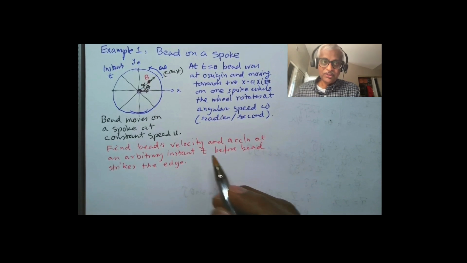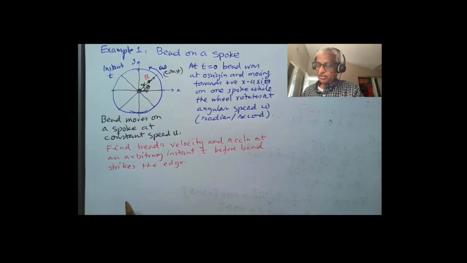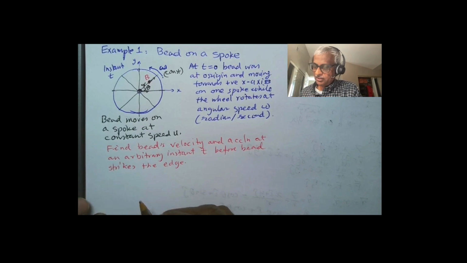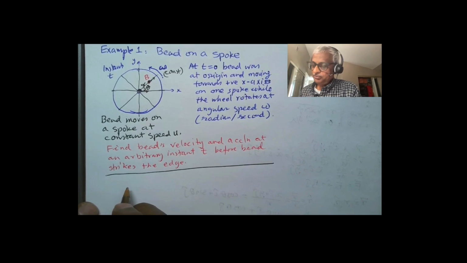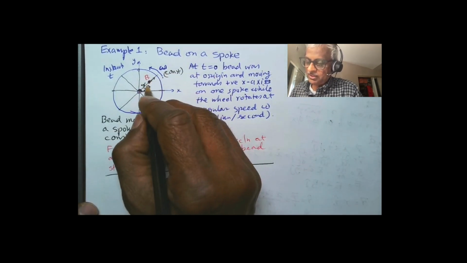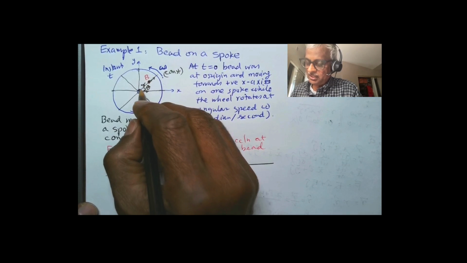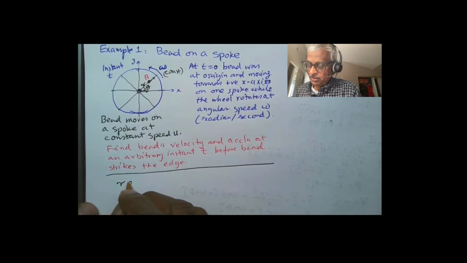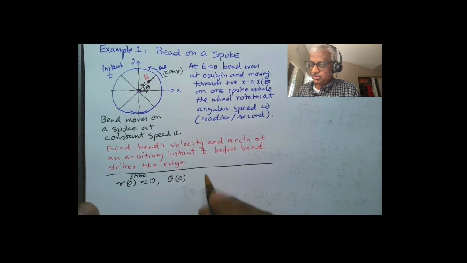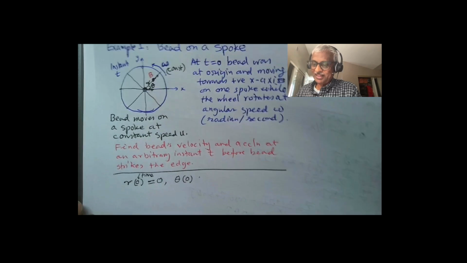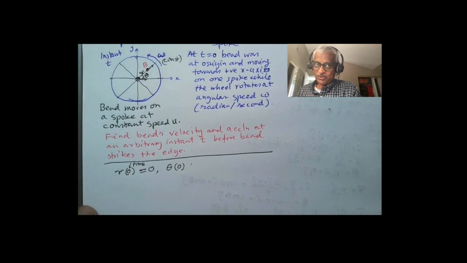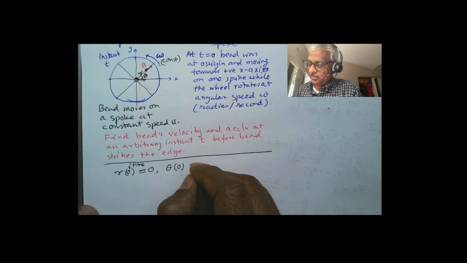Okay, this is not a bad problem. You can do it many different ways, but let's see what we have here. If you look at these two coordinates for the bead, we're given that r of 0, this is time, is 0, and theta of 0 is, if something is at the origin, then which way it is pointed, you don't know. So that will be indeterminate.